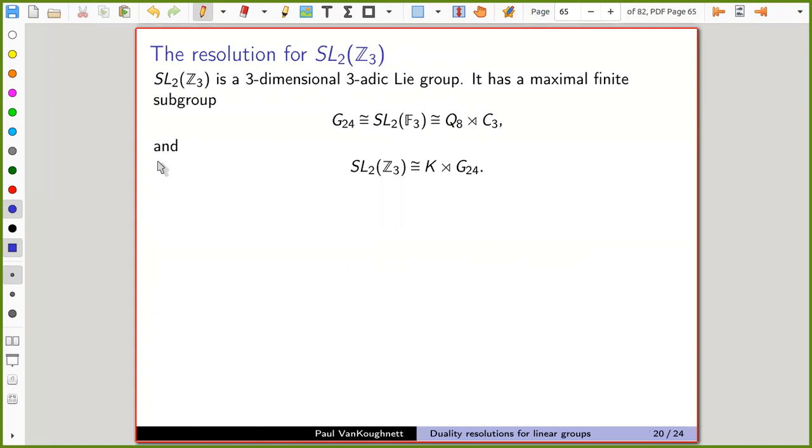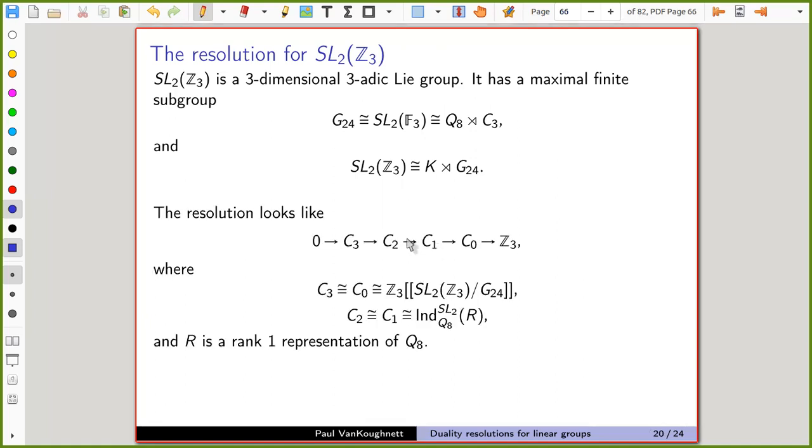Okay, so SL2Z3, like I said, it's three-dimensional. It has a maximal finite subgroup of order 24, which is isomorphic to SL2F3. Because SL2Z3 also surjects onto SL2F3, it splits as a semi-direct product. And SL2F3 you can also describe like this. It's the semi-direct product of the cyclic group of order 3 acting on the quaternion group by permuting I, J and K.